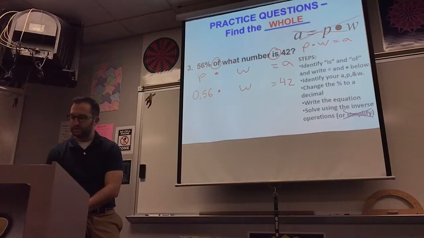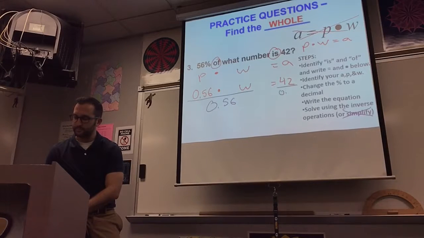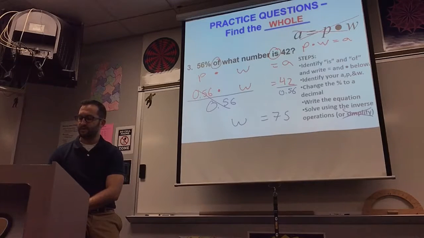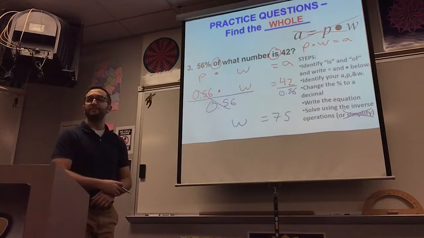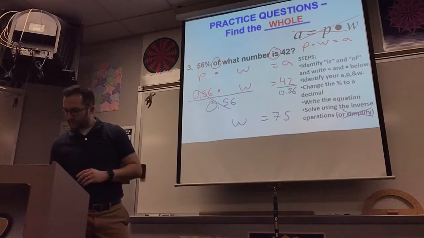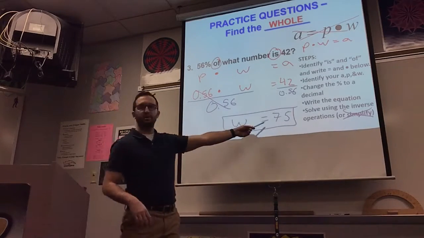So what do I need to do to both sides? Divide by 0.56. This is where our calculator comes in. W equals, hey, look at that. Let's plug it in and see if that makes sense in our heads, verbally. So let's read it out loud with this number plugged in for W.